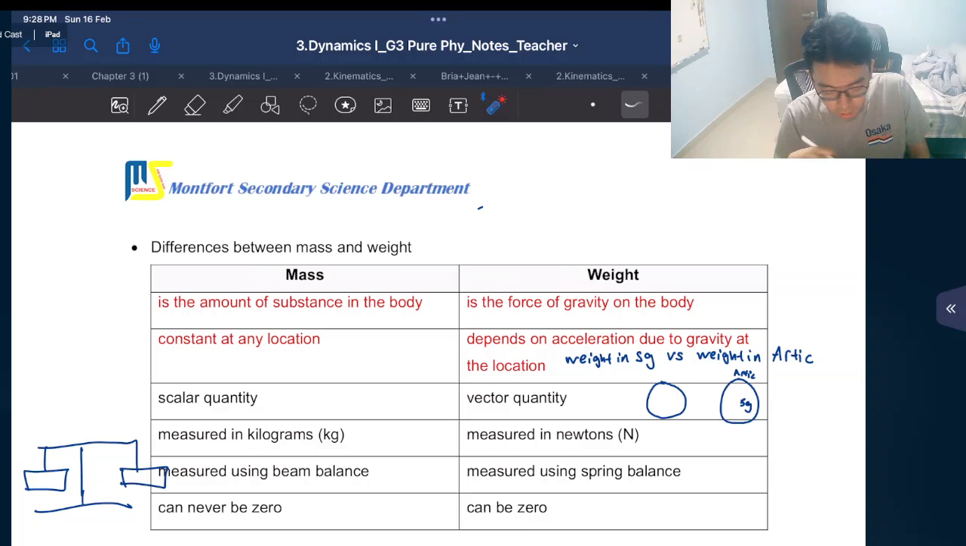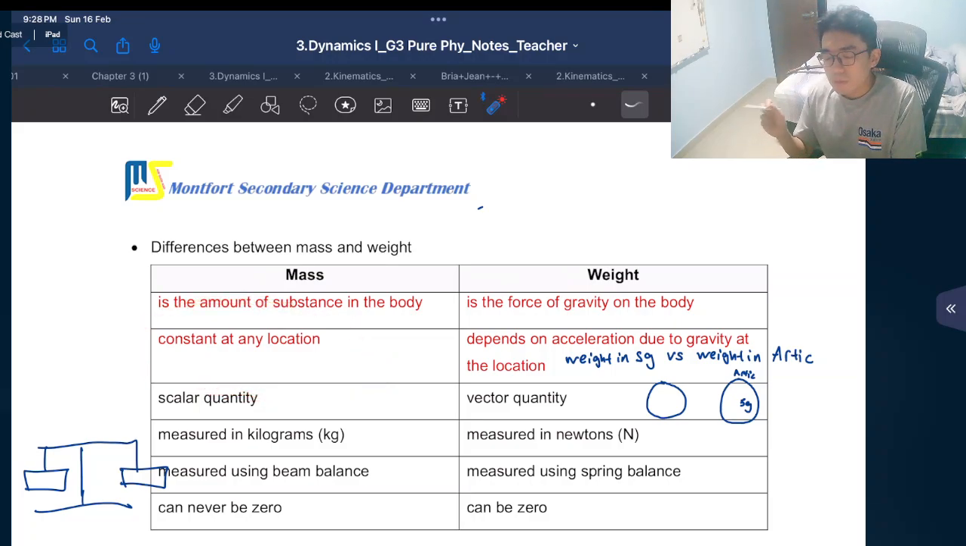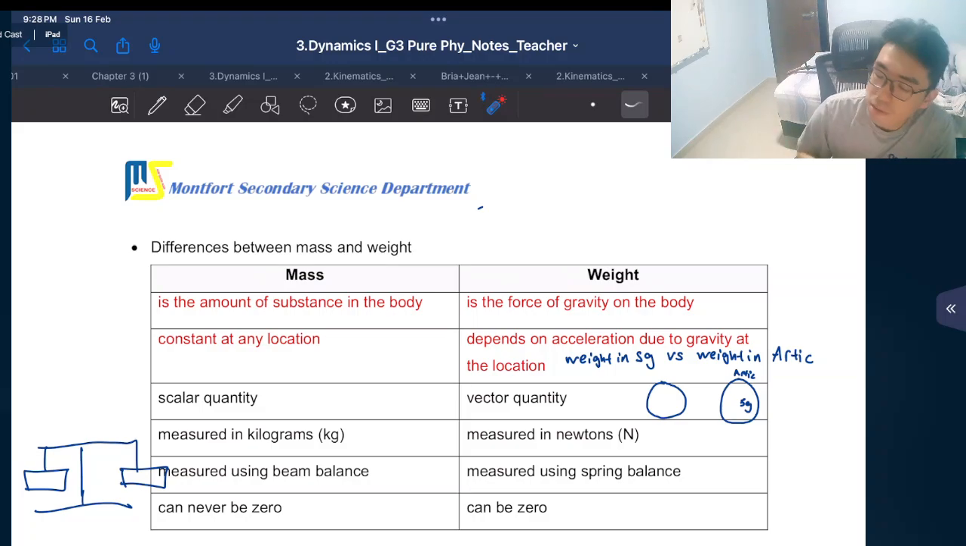The differences between mass and weight. I won't talk much, but to emphasize, mass is constant at any location. Whether you're in Singapore or the Philippines, Norway, the Arctic, the ends of the earth, it's constant. But for weight, it's different. For those of you who are interested, you can go and research: if I weigh 70 kg in Singapore, do I weigh more or less in the Arctic, and why? Then you can let me know.